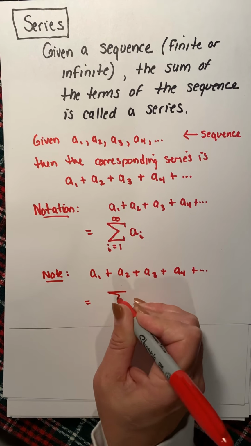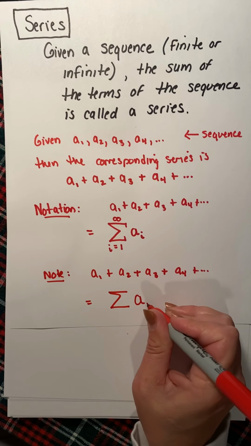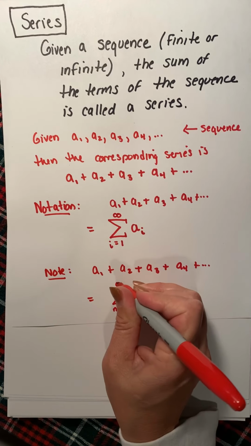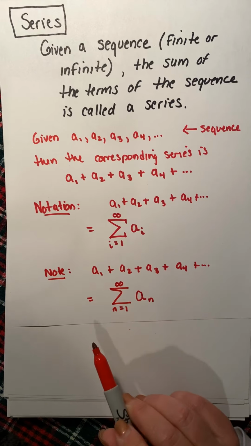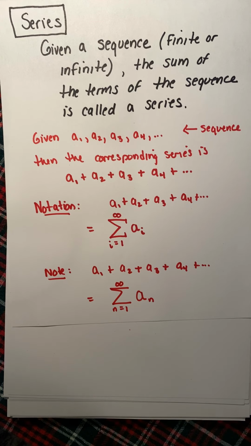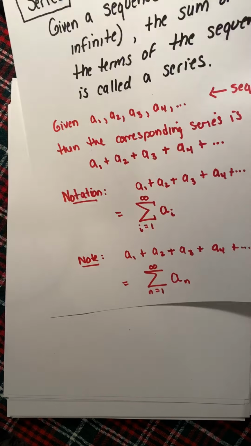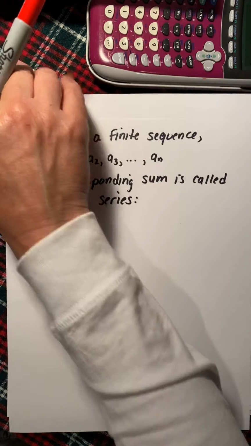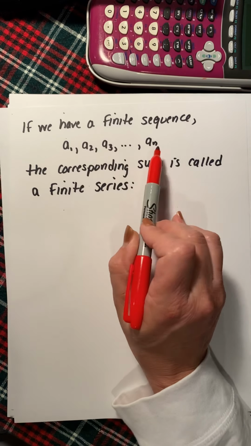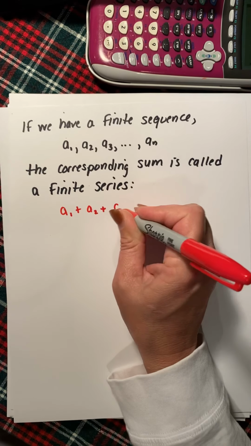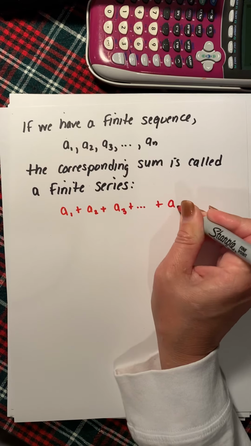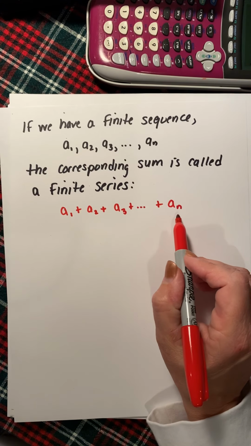We can also write this as, sometimes instead of using i's, they use n's. All right, so that doesn't change things. This just says start with n equals 1 right here, and it's assumed that we're increasing in increments of integer values. So if we have a finite sequence, the corresponding sum is called a finite series. So if we just have n terms, so maybe up to 10 or 20 or 30, so a1 plus a2 plus a3 plus, but we're going to stop at the nth term. We could call this the kth term.